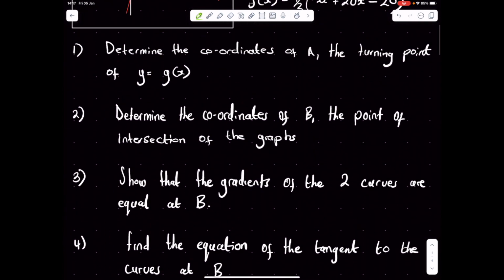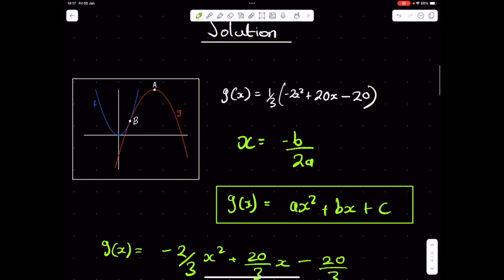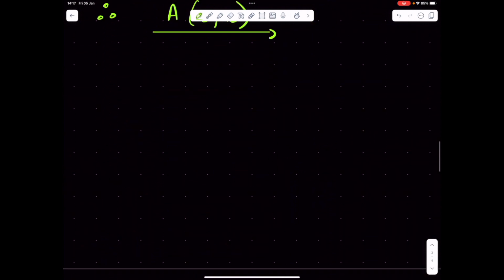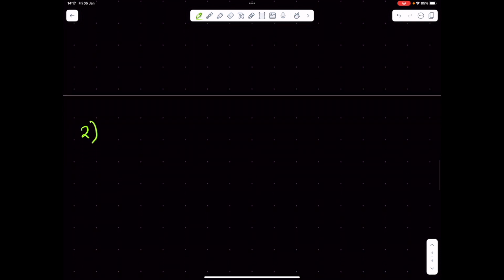Question 2. Determine the coordinates of B, the point of intersection of the graphs. All right. So B is where the graphs meet, right? And one thing to note about the intersection of the graphs, right?